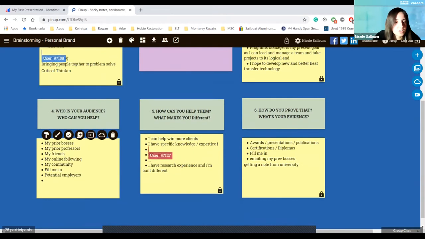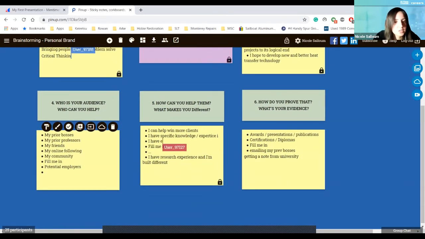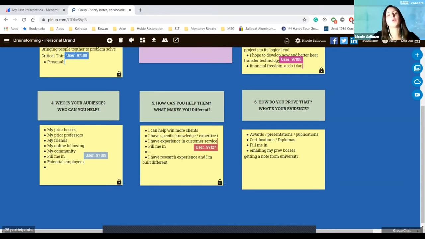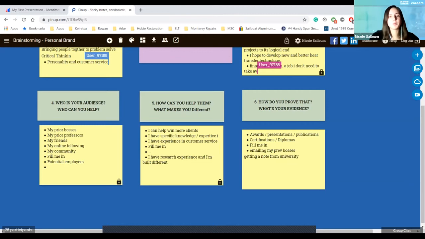All right, who is your audience, and who can you help? My prior bosses. The audience is the prior boss. I like that. So let's hope one day you get to hire your prior bosses. My prior professors, my friends, yes, exactly. My online following, my community, and potential employers. Exactly. So whenever you are posting something, whether it's a blog, an article, a picture, something about an event online, always think of your audience and think of the people who will be seeing you.